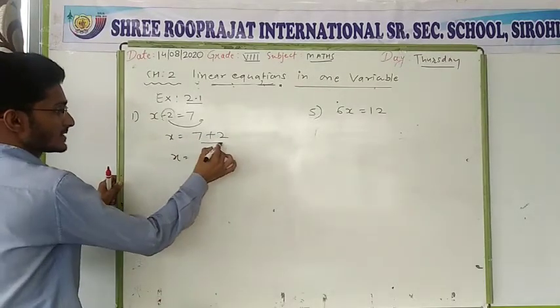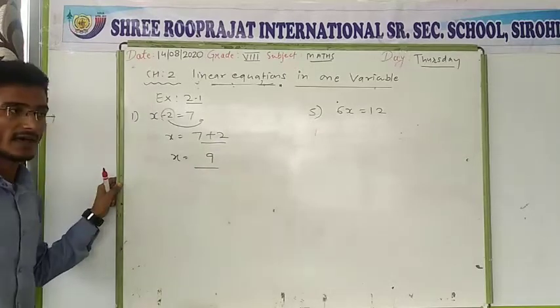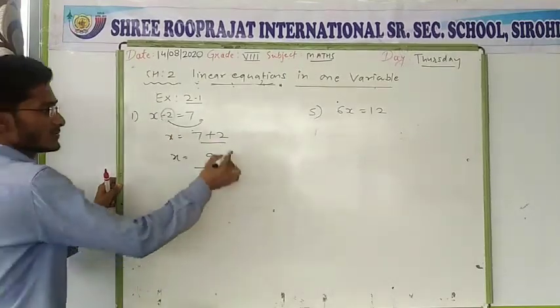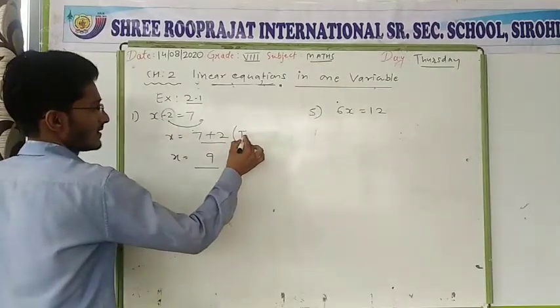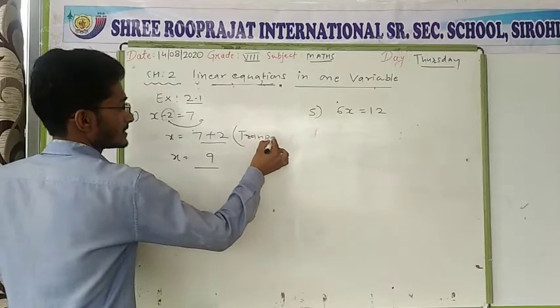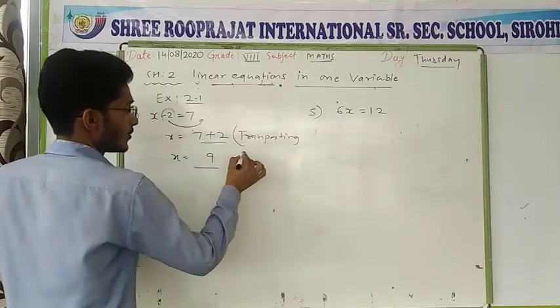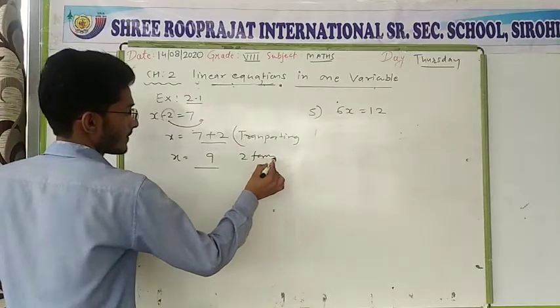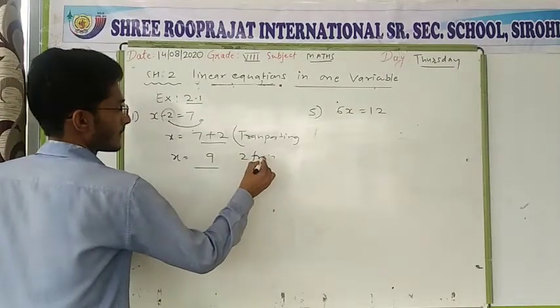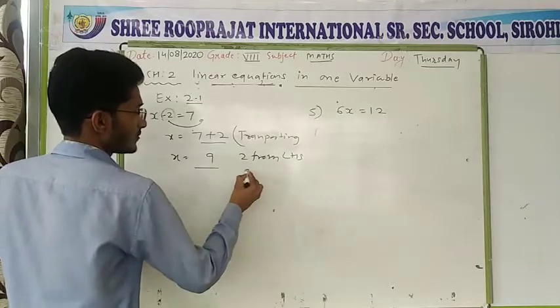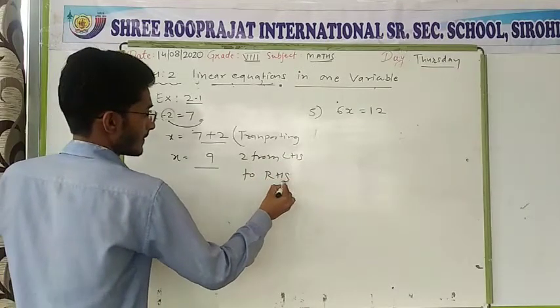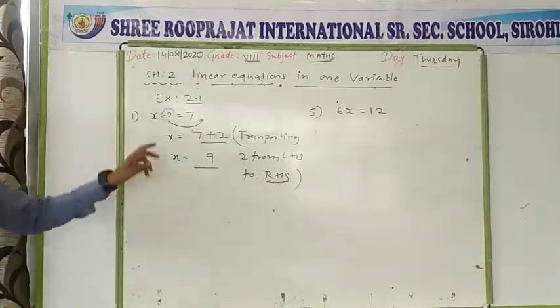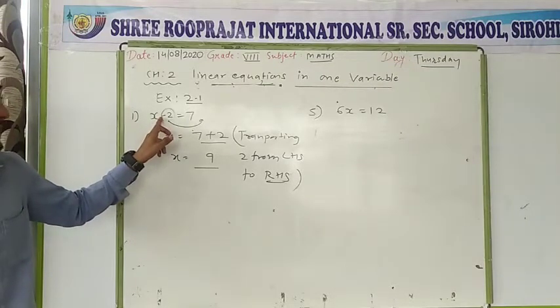So if you add 7 plus 2 you will get a 9, and that is called transporting. You have to write transporting 2 from left hand side to right hand side. So we have to remove the 2, it is given negative.